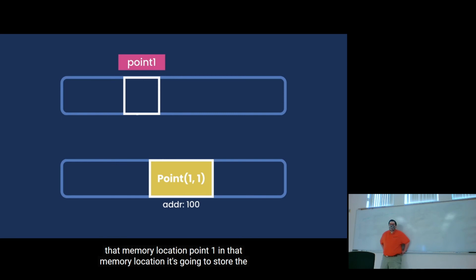In that memory location, it's going to store the address of our point object. So this is the critical difference between primitive and reference types. When we declare a primitive variable like a byte, the value that we assign to that variable will be stored in that memory location. But when we use a reference type like this point class, our variable is going to hold the address of that point object in memory, not the actual point object.